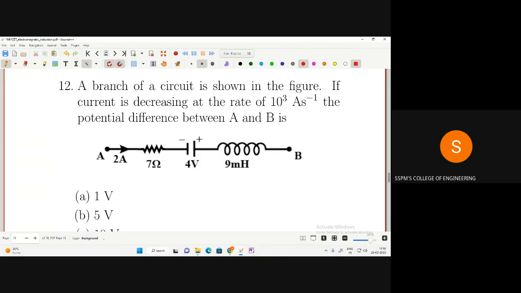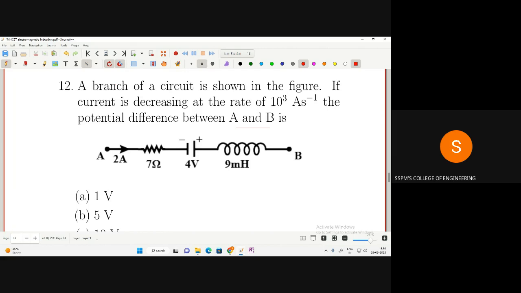coil connected in the circuit, the current will be changing. It will increase or decrease. But here in this example, the current is given. The current is decreasing at the rate 10 to the power 3. हे दिलेलं आहे. तर तुम्हाला काय फाइंड आउट करायचं आहे? पोटेन्शियल ॲट A and B find out करायचं.